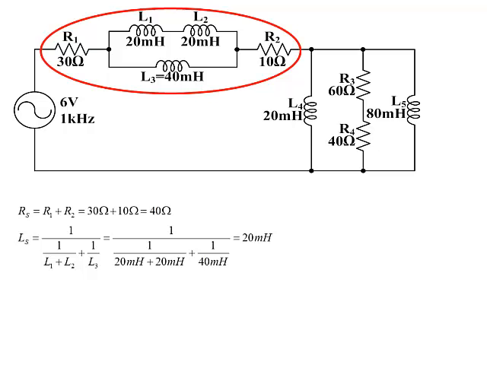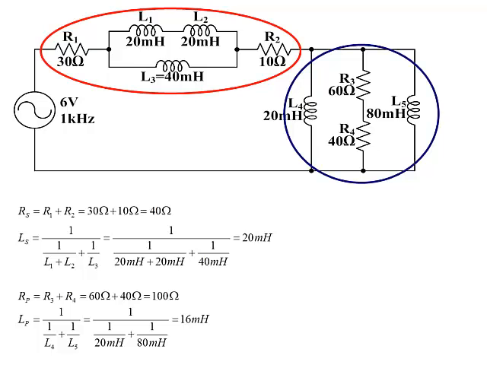Resistors R1 and R2 are in series, so they can be added together, giving a resistance of 40 ohms, which we will call R series, the series resistance. Inductor L1 is in series with L2, so they can also be added together. These two series inductors are in parallel with inductor L3, giving us a total series inductance of 20 millihenry.